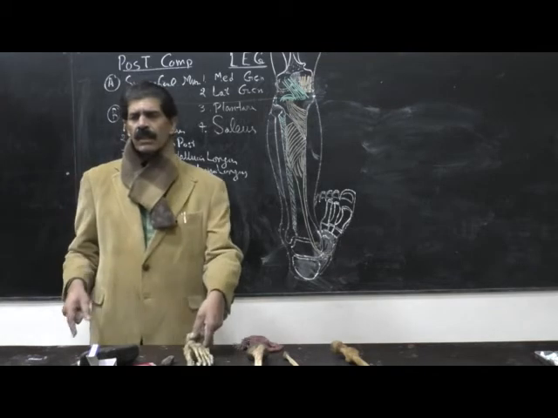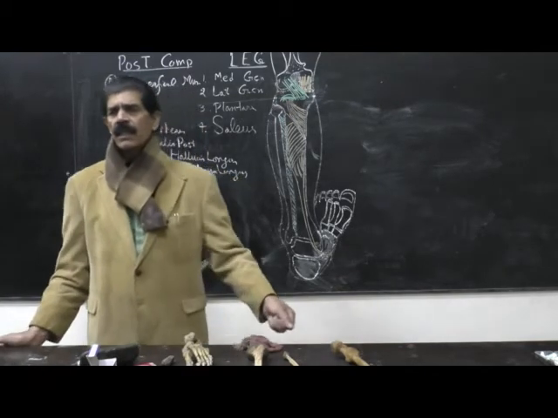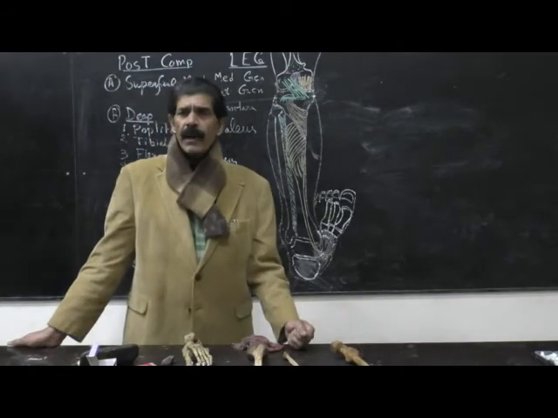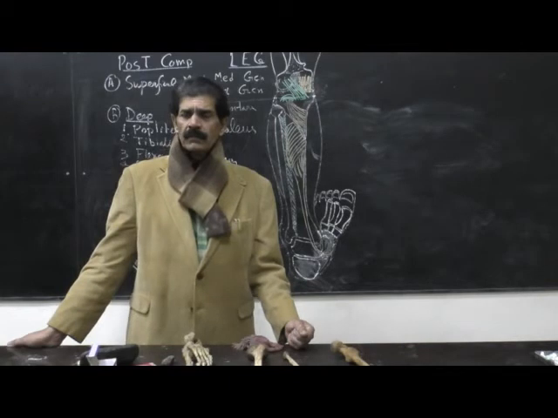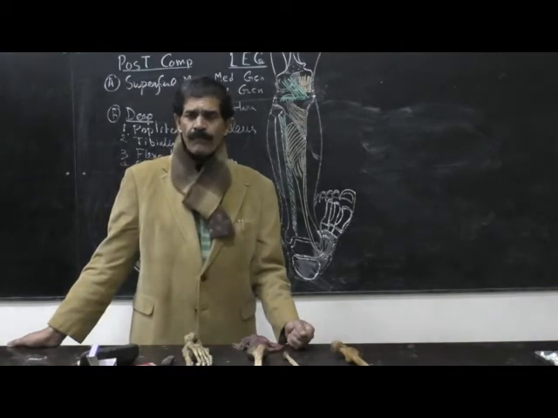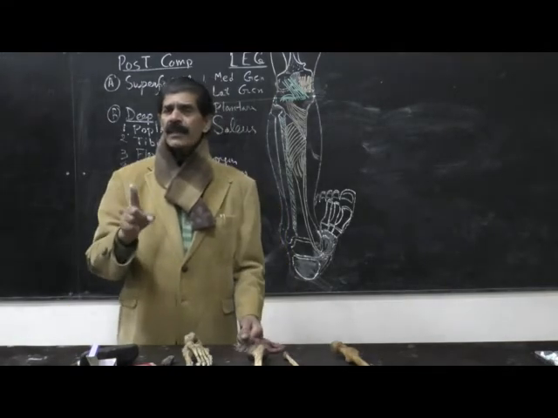And when it enters into the sole of the foot, the tendon of the tibialis posterior becomes aponeurotic. It becomes thin and sheet-like, and it is inserted over all tarsal bones of the foot except the talus.